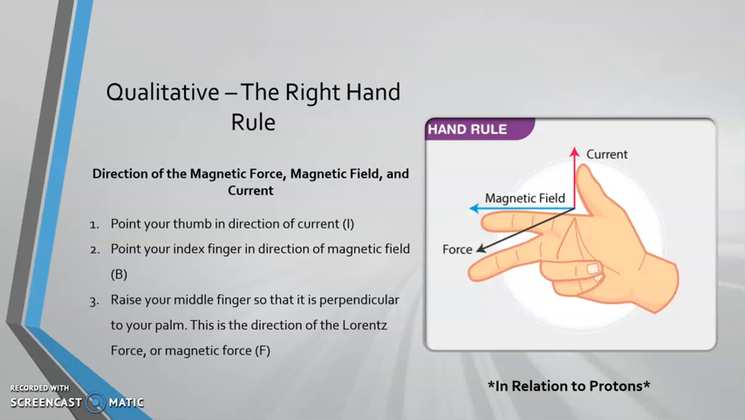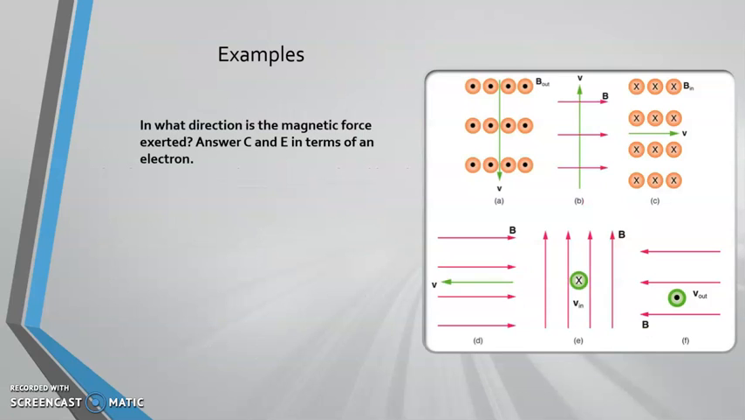So let's get into some examples so that we can learn how to use this right-hand rule. Let's start with A here. That V line is going to be the current. Well, before that, let's read the directions here. In what direction is magnetic force exerted? So we are looking for F, the Lorentz force. But to be careful, as I listed, we're going to answer C and E in terms of an electron. So we'll watch out for that as we get there.